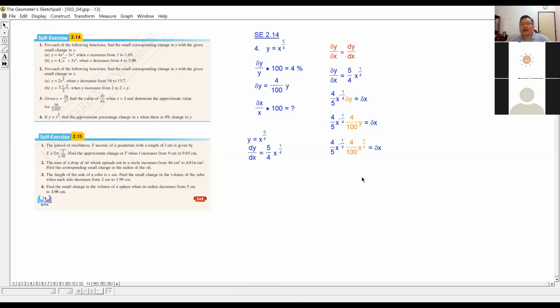Okay, teacher. Okay, so now the x to the power negative 1 over 4 and the x to the power of 5 over 4, when you multiply together, you add the indices together. So what is the index now when you add these two together? They become 1. Negative 1 over 4 plus 5 over 4 becomes 1. 4 times 4 becomes 16. 5 times 100 becomes 500. Is this okay or not?